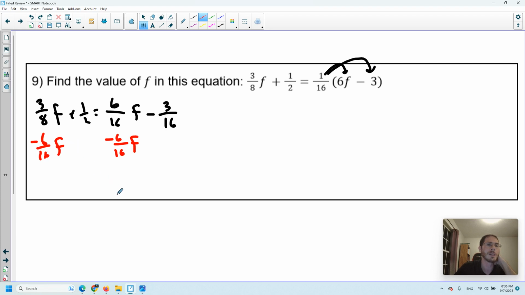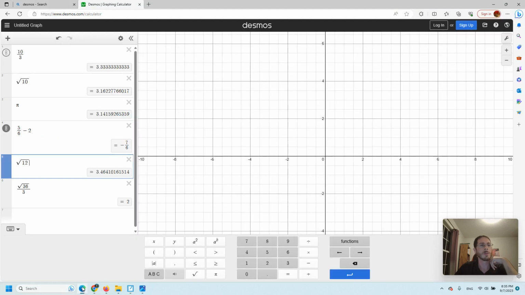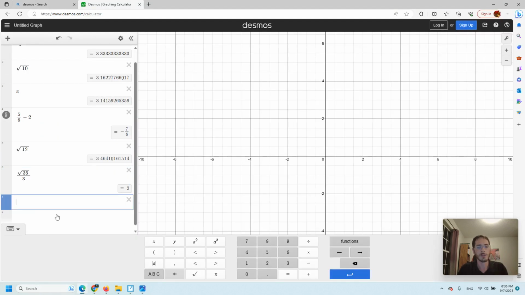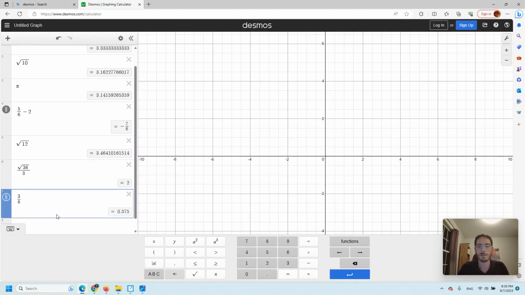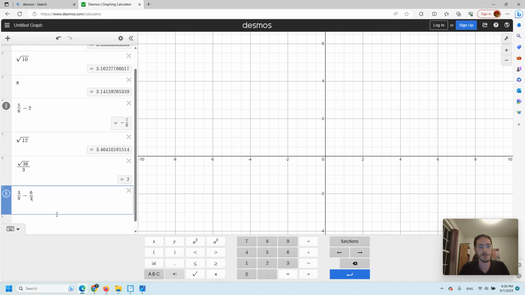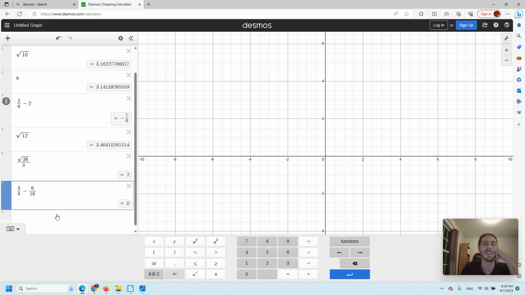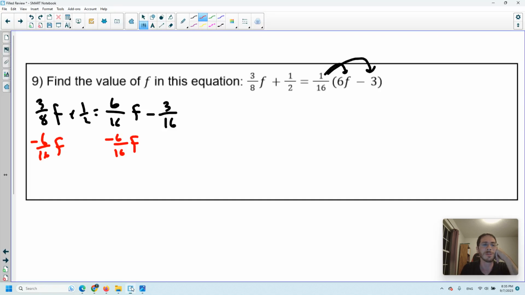Now, I kind of know what that is, but just in case we want to double check, remember, we're just going to mess with the coefficients. So we want to do 3/8 minus 6/16, and yeah, we get 0. So that means that these two things just cancel each other out. It turns out that even though these don't look like they're the same, they are the same. And they do end up canceling out.